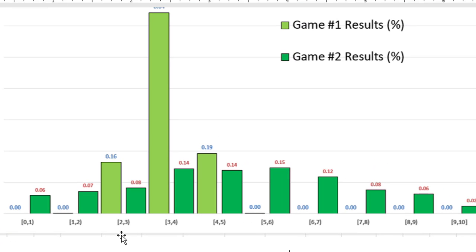So the horizontal axis is showing you what the averages were for the game, taken 10 at a time. And the vertical axis is what percent of the time you actually saw those averages. Hope that helped.